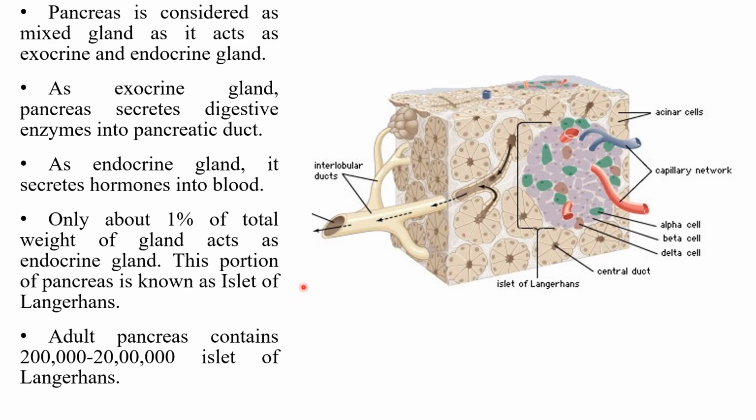As an exocrine gland, the pancreas secretes digestive enzymes into the pancreatic duct, which transports the pancreatic juice to the duodenum. As an endocrine gland, the pancreas secretes hormones such as insulin and glucagon into the bloodstream. Only about 1% of the total weight of the pancreas acts as an endocrine gland.